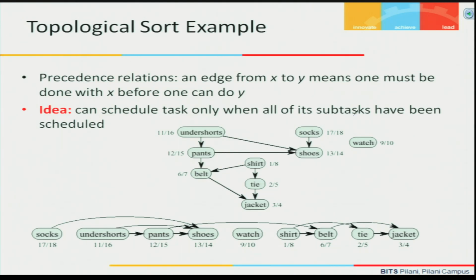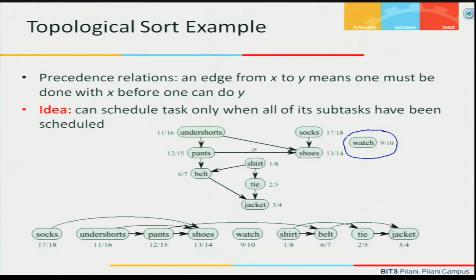We have a graph which represents the way a person gets prepared in the morning, or after his bath, the way he gets prepared to leave for office. Now, we see that here this is an independent thing, it does not depend upon any other, it does not have any prerequisites. So, it could be done at any time in the procedure.